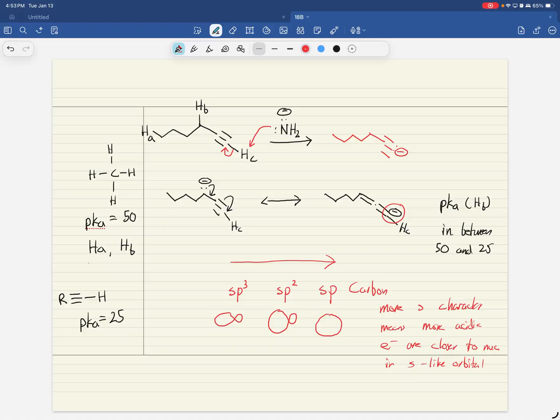And when you have an s-like orbital, electrons in s orbitals are closer to what in the atom? You guys remember? So s orbitals, the shape of s orbitals, they're centered on the nucleus. So if electrons are closer to the nucleus, are they more stable or less stable? More stable, right? So that's why they're more acidic. So this alkyne is more acidic because it's in an sp orbital, and that has more s character, okay?